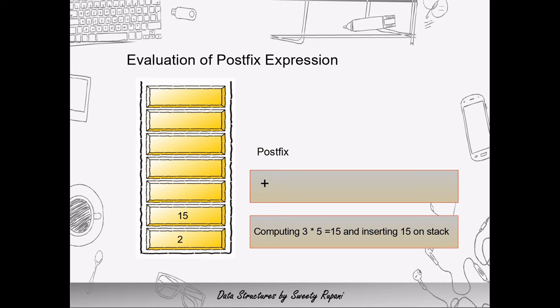The next symbol that I come across is plus. So this is again an operator. We will have to pop two elements out of the stack. When we pop two elements, you can see over here 15, which was the first element popped, becomes the second operand. Here it should be 2 plus 15, but addition makes no difference: 15 plus 2 and 2 plus 15 are the same. So 15 plus 2 results in 17, and we insert this 17 onto the stack. Now we have reached the end of the expression, and we are not left with any more symbols.